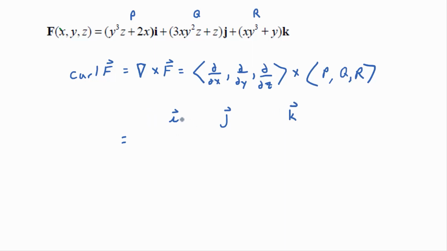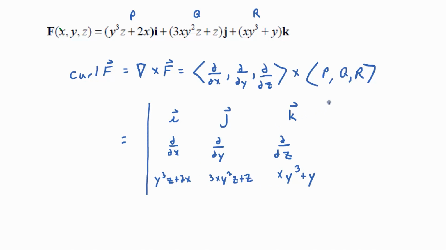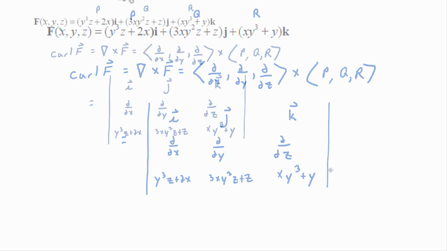Okay, so IJK across the top, what goes in the middle? d/dx, d/dy, d/dz. Partials all the way, and then the components, which aren't very pretty to look at. y cubed z plus 2x. Make sure I copied down right. 3x y squared z plus z for the middle, and then x y cubed plus y for the last. All those look right? You guys are my proofreaders. Look good? Okay.